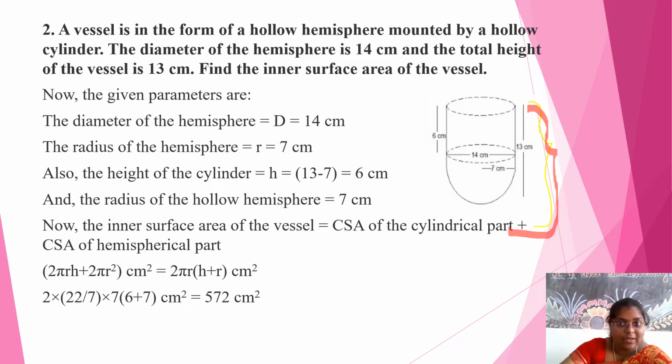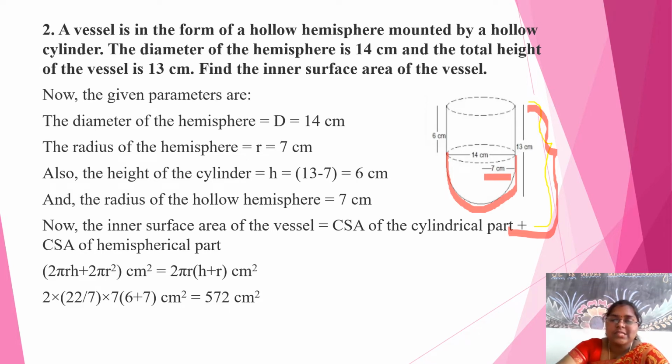Here the radius is 7 centimeter, which means for this hemisphere we can calculate it as 7, right? Overall 13. So 13 minus 7 will give you 6, which is the height of the particular cylinder. Clear? So the height of the cylinder we have. And the radius of the hollow hemisphere, we know, 14 by 2 will give you 7.